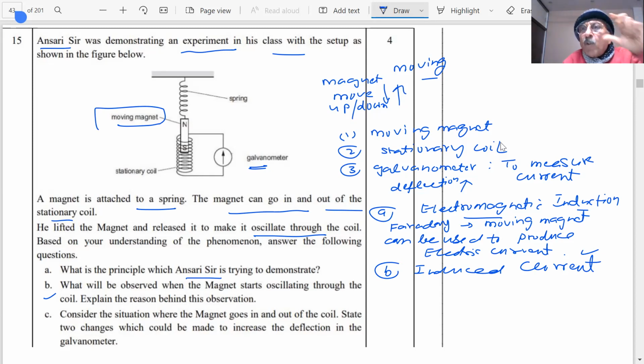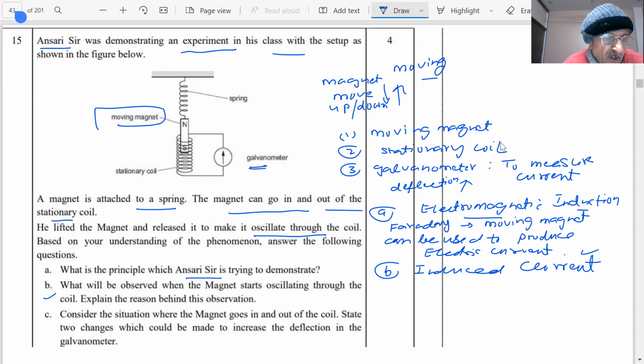If the motion of the magnet is stopped, what will happen? Then the magnetic field will not be changing, will not be varying. The current will become zero, and I will draw it again. The deflection will take place to the other side. So there can be deflection to the right, no deflection, and deflection to the left, depending on the motion of the magnet.